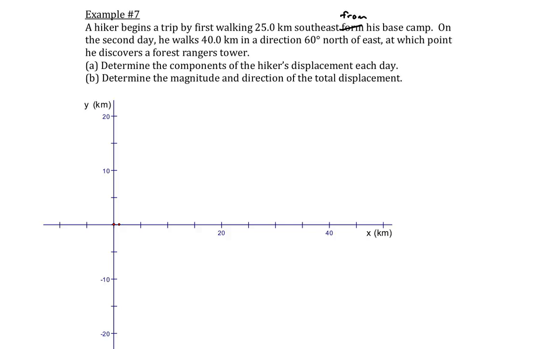Welcome to example number 7. This question is about the addition of vectors by the means of components. We're going to solve this problem both graphically and analytically.